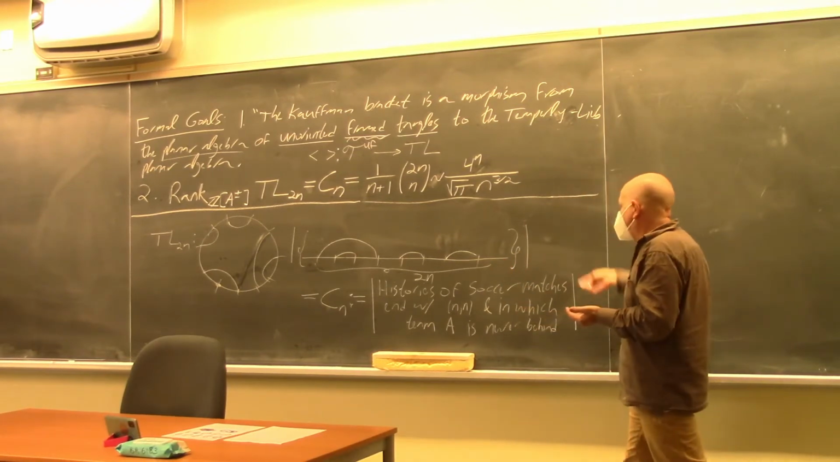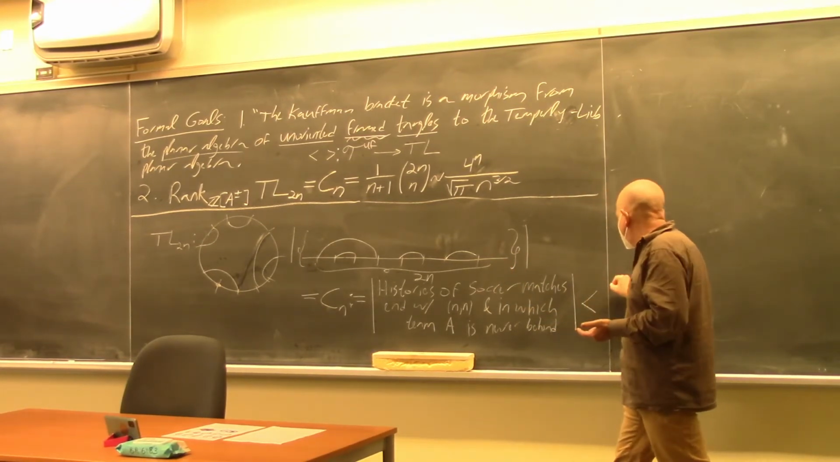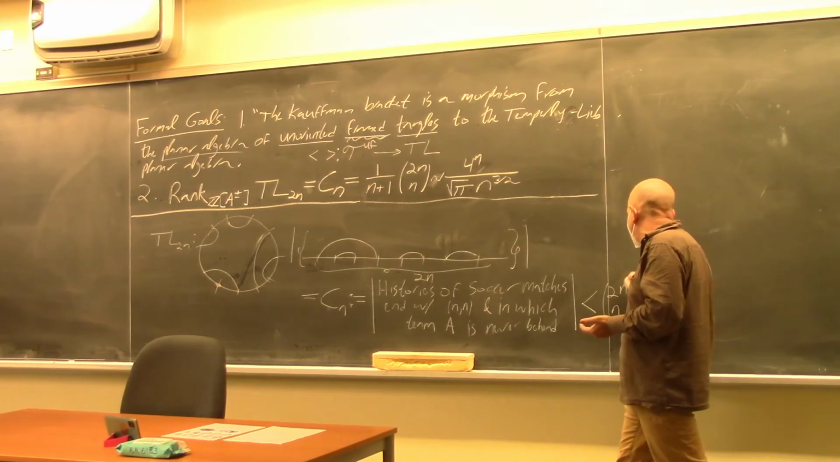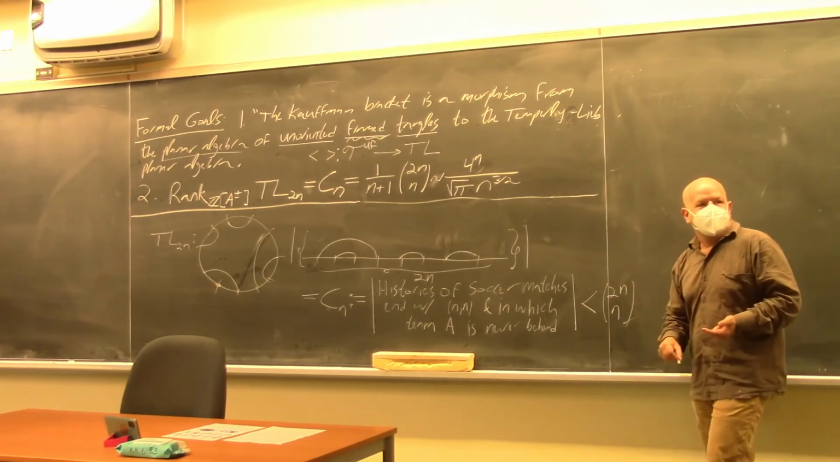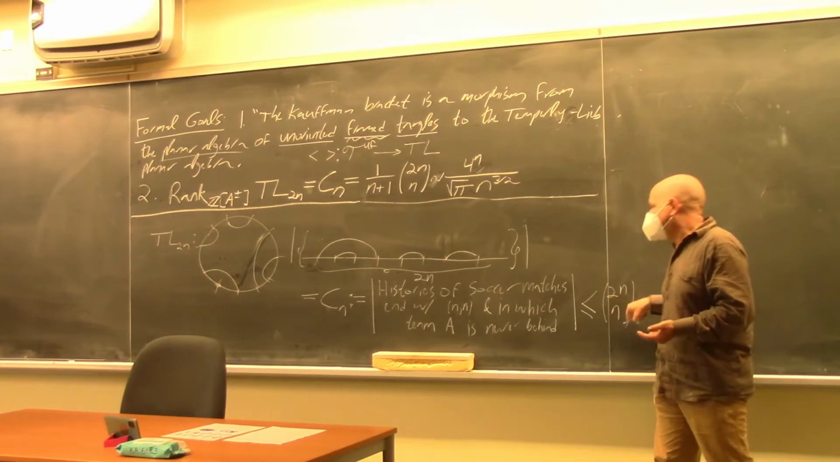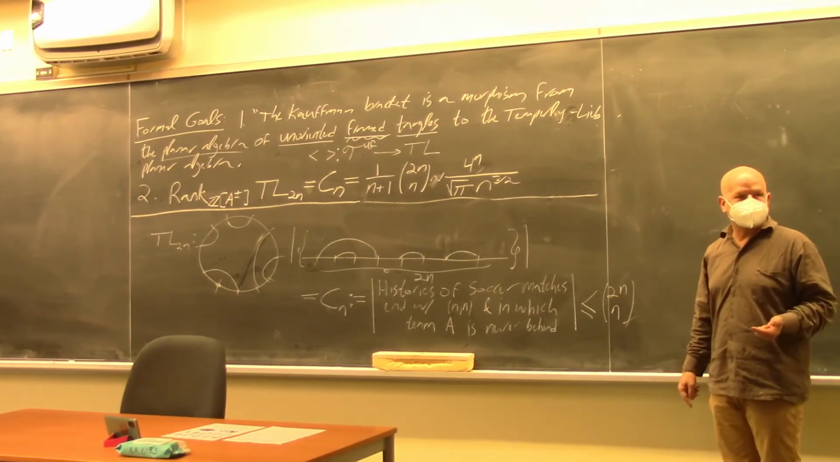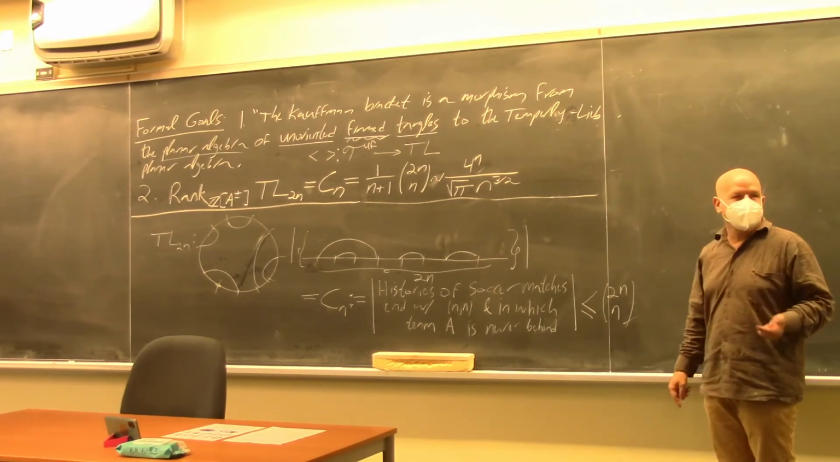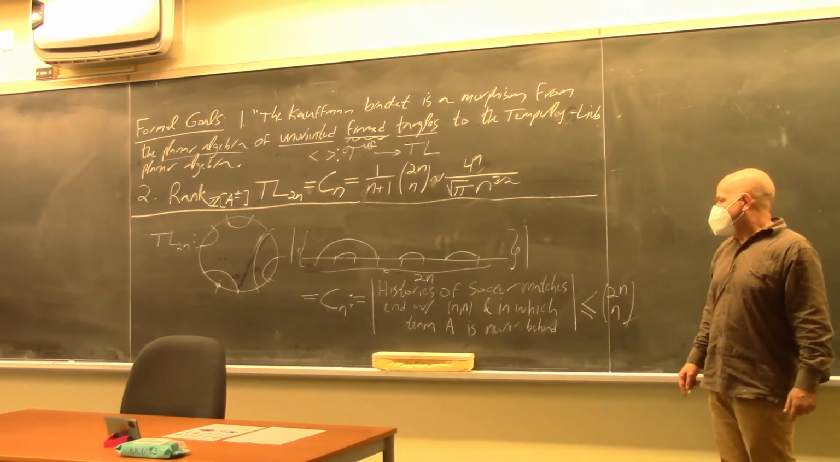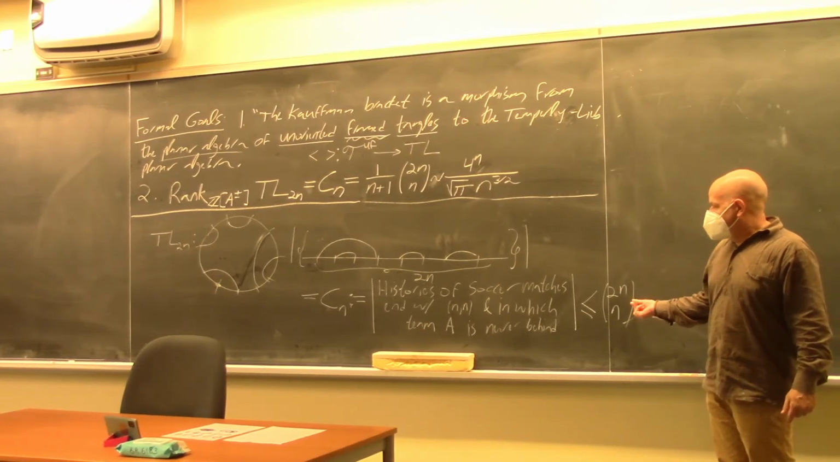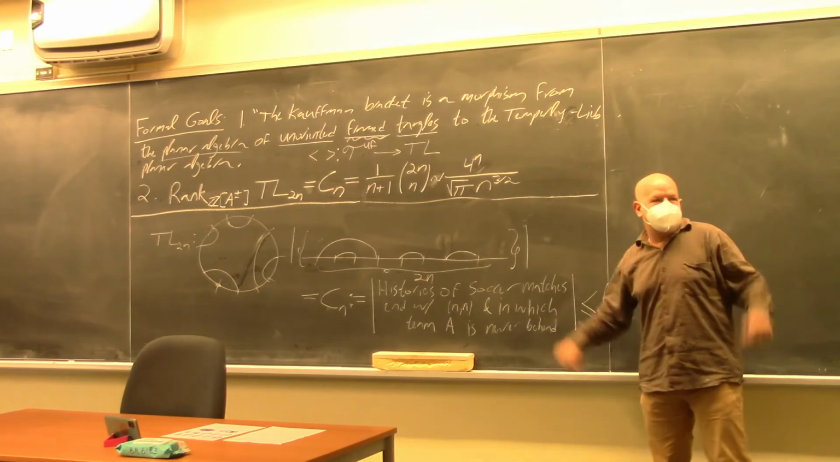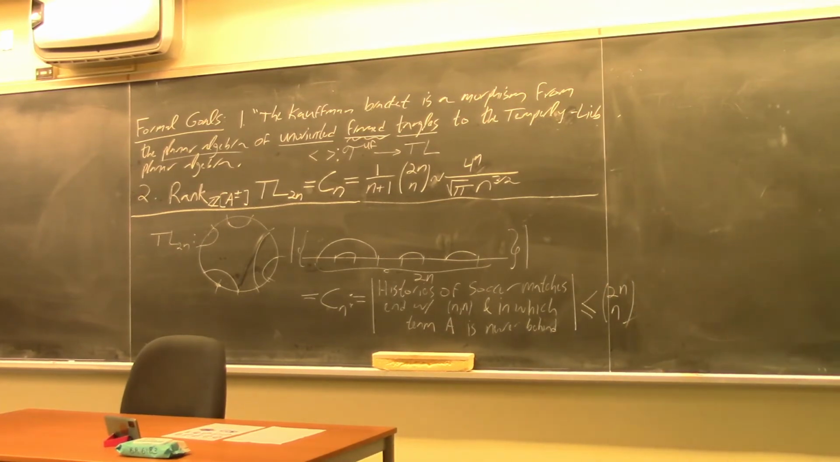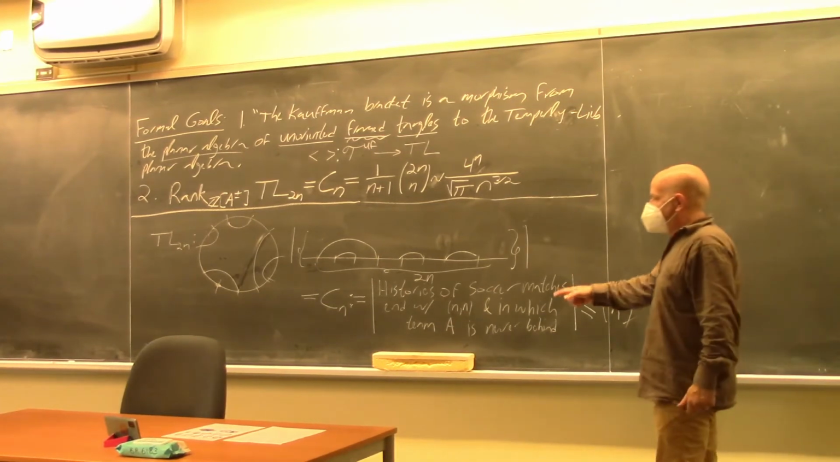Rather than writing all of this, let me write it as an inequality. This is less than 2n choose n, or less than or equal, because when n is small, it's actually equal. When n is 0, maybe. It's actually equal. So why is this the same?